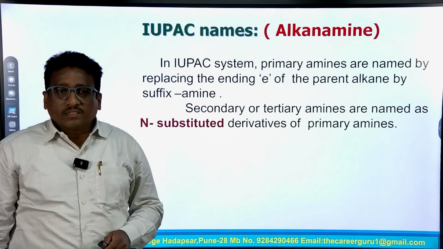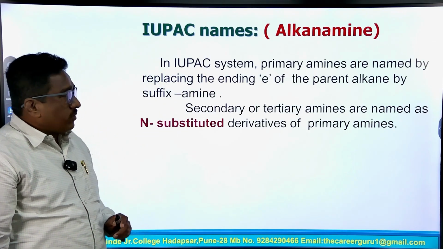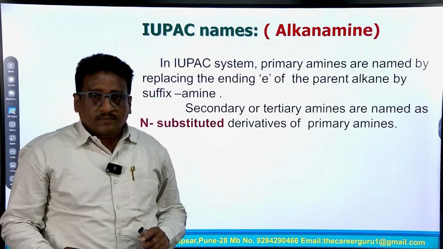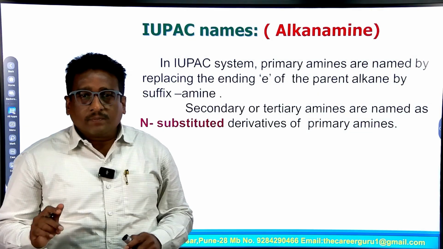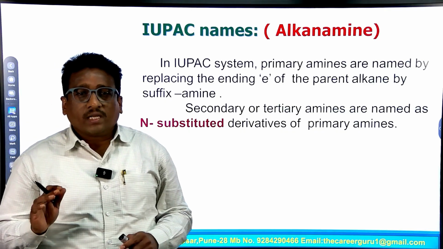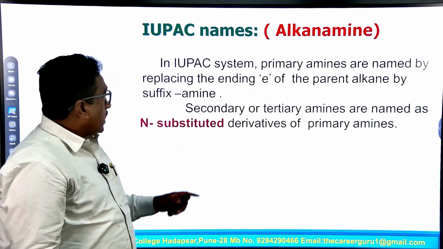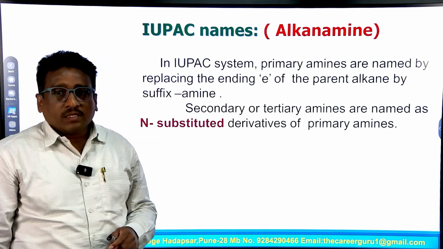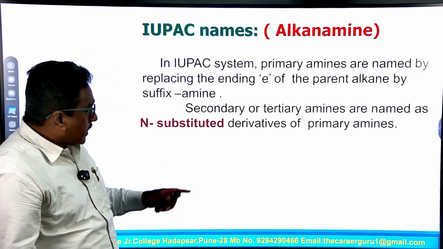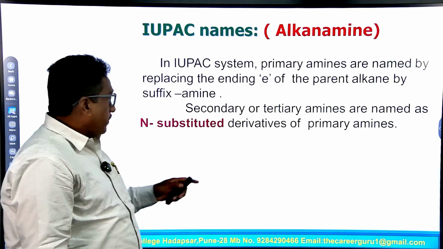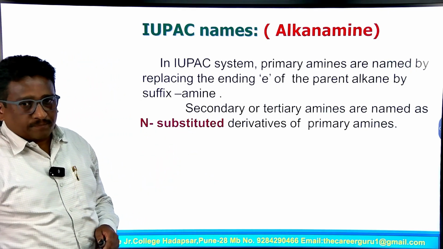Then the second nomenclature system, IUPAC name. So the general IUPAC name of amine is alkanamine. So it is a derivative of alkane in which the E suffix of alkane is replaced by amine, hence it is called alkanamine. So in alkanamine system, the primary amines are named by replacing the ending E of parent alkane by suffix amine, but secondary and tertiary amines are named as N substituted derivatives of amines.